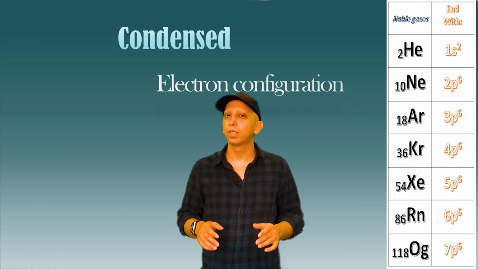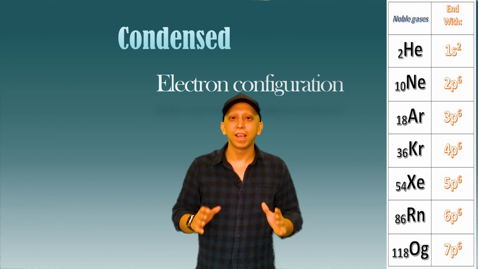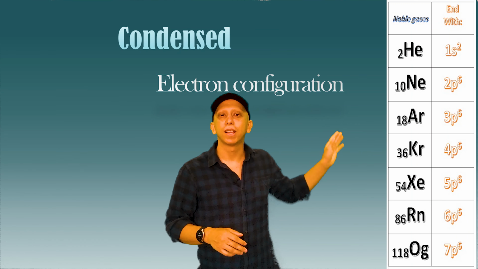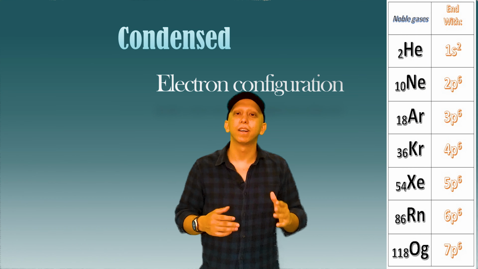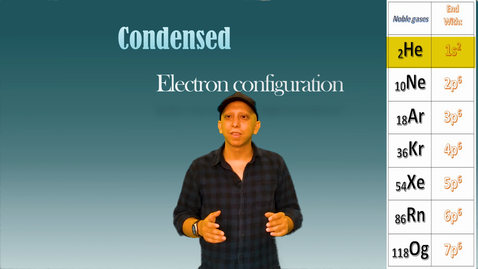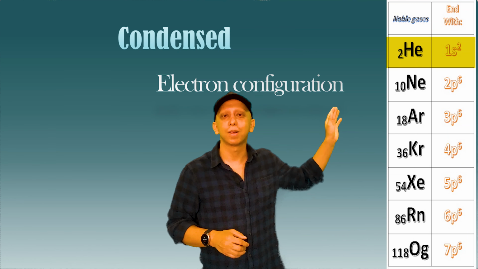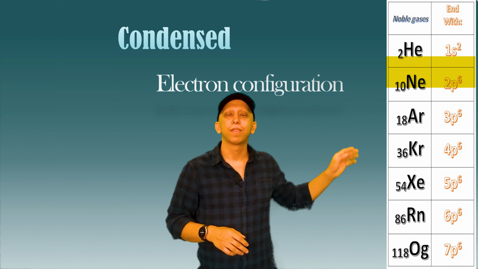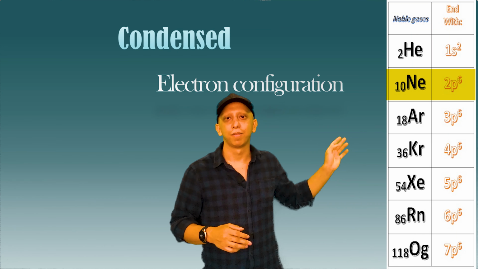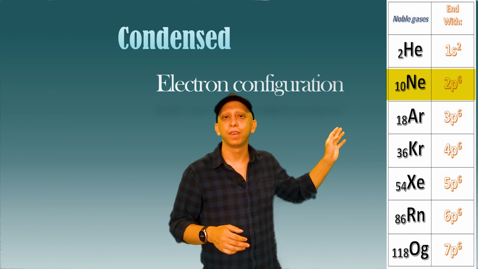In the last video I told you a rule that in any shell you start writing with the s orbital and end with p. As the noble gases are the last elements in their period, they finish with p, except helium that has only 2 electrons, so it cannot get a p orbital, so it will end up with 1s2. Then we have neon. Its atomic number is 10, and in the neutral mode the number of electrons and protons are equal, so it will end up with 2p6.